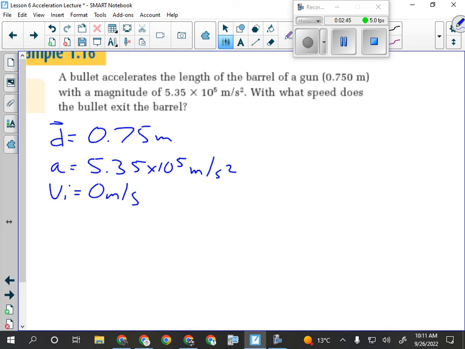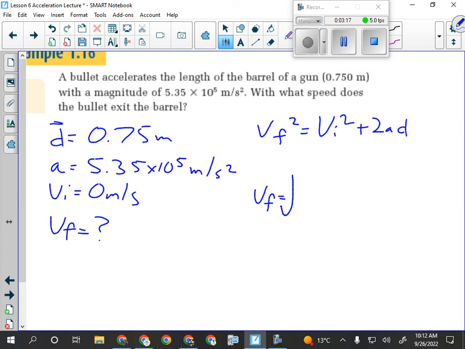So I've got VI, I've got A, I've got D, and I'm looking for VF. We only have one formula we haven't gone over yet from our list of 5 formulas, and that's this one: VF squared equals VI squared plus 2AD. If you recall, I said that one's going to be used all the time for projectiles, and here's a projectile question. I'm looking for VF. This formula solves for VF squared, so what do I have to do? I have to square root everything. So VF equals the square root of VI squared plus 2AD. That square doesn't go away just because it's underneath the square root. I'm square rooting the answer to all this.